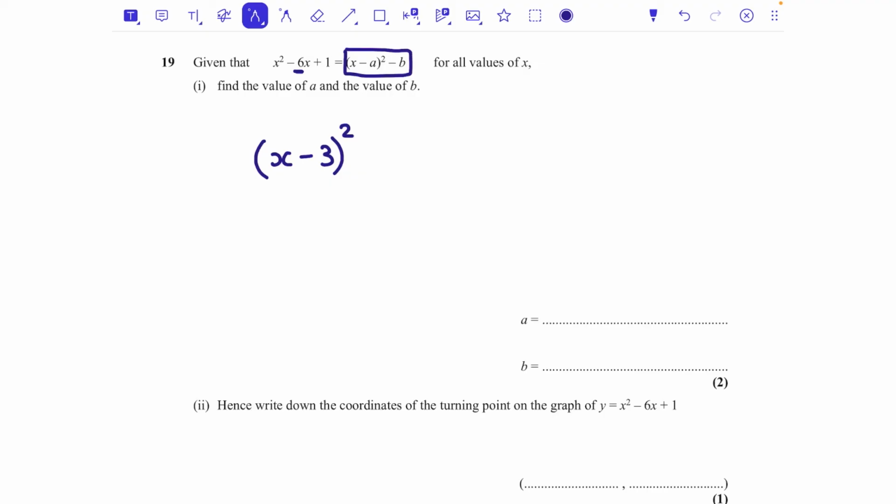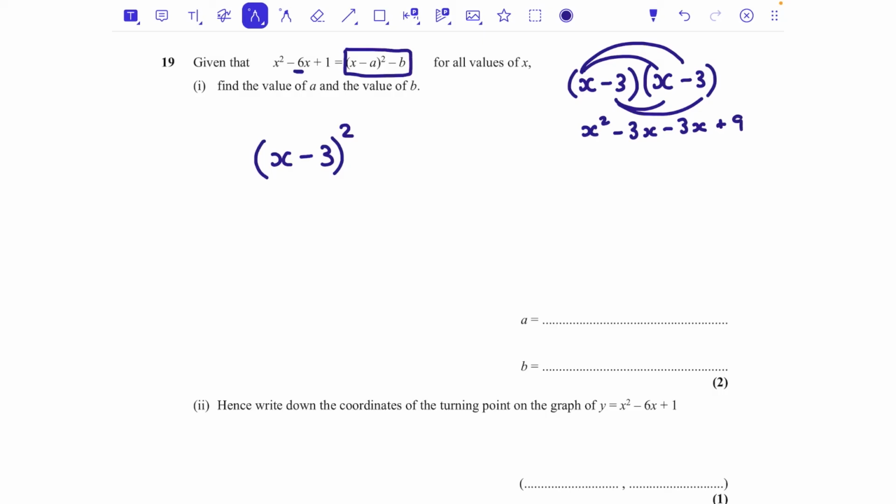Now the reason we're halving it, if I multiply that out, x minus 3 squared means x minus 3 times x minus 3. So that's going to be x squared minus 3x minus another 3x add 9. So because it's minus 3x, I end up with minus 6x, which is what I wanted. But I did not want that extra plus 9. That's a little bit annoying. I don't want that bit. I just want this bit.